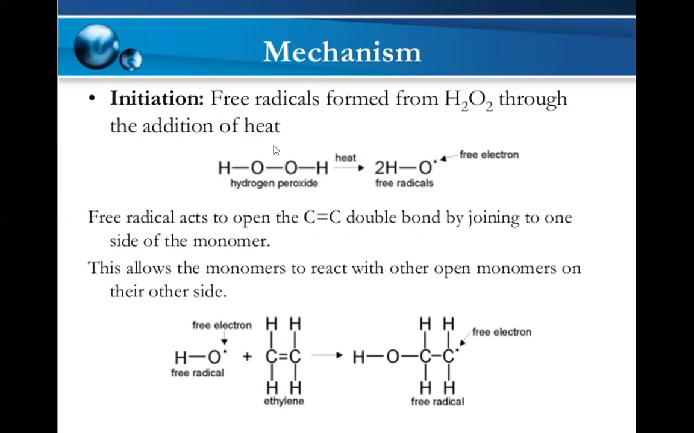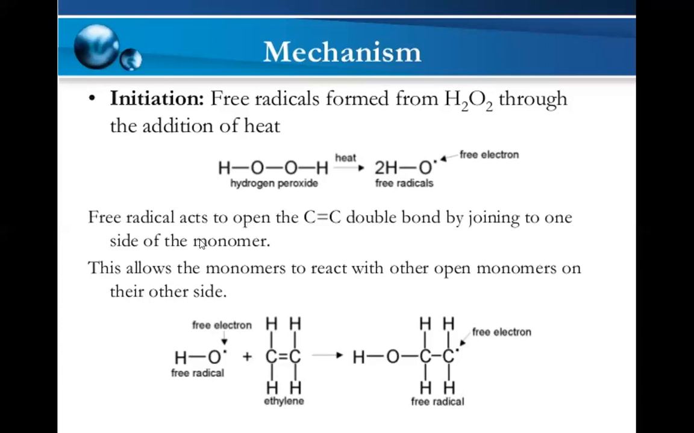Homolytic fission takes place in this region. Homolytic means equal breakage of the bond, and the distribution of electrons is also equal. One electron is distributed to this oxygen, and another electron is distributed to this oxygen, forming the two free radicals. This dot indicates a free electron.